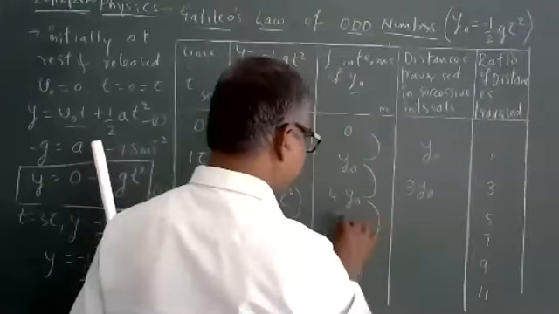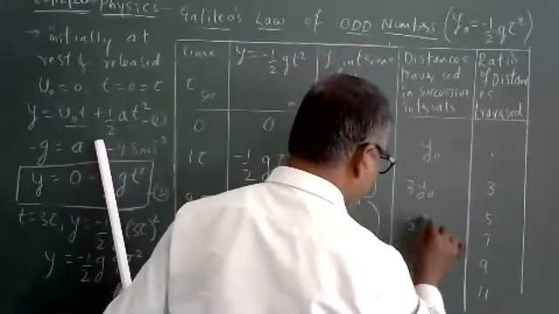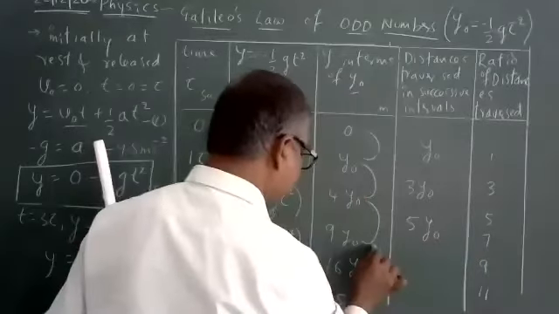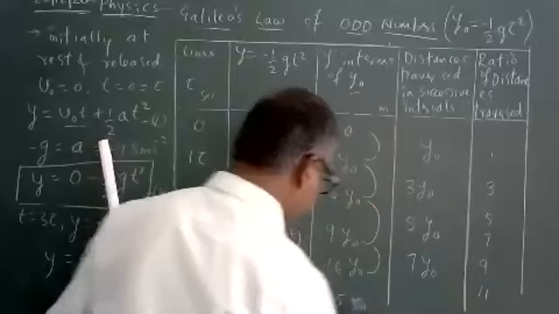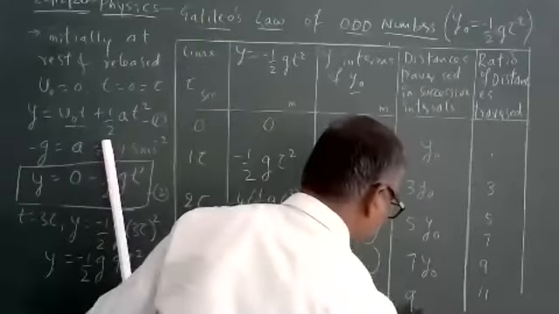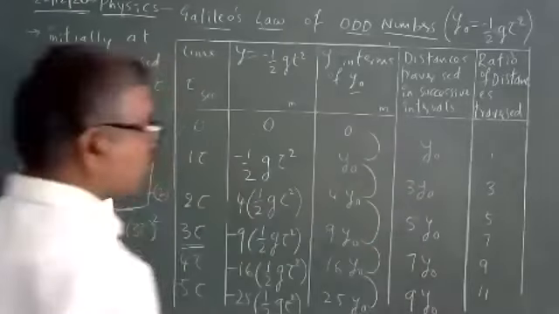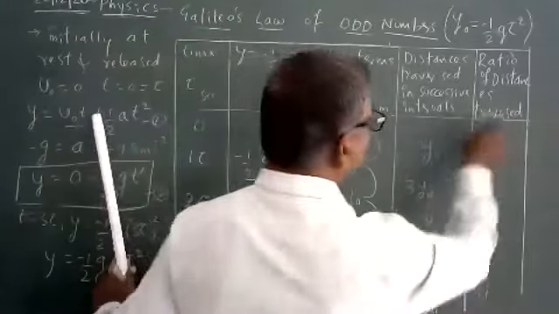Again 9 y naught and 4 y naught, take a difference. It is 9 minus 4, 5 y naught. Similarly 16 minus 9, it is 7 y naught. Now similarly 25 minus 16, it is again you have a 9 y naught. Now what happens when you go for a 6 tau also? Now difference, you have ratio.